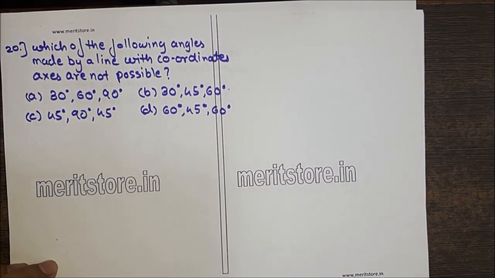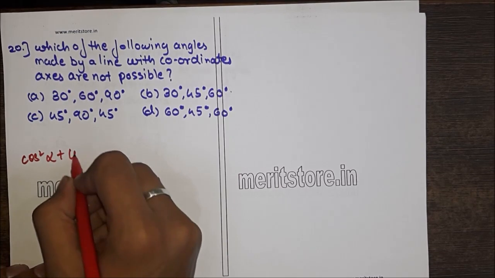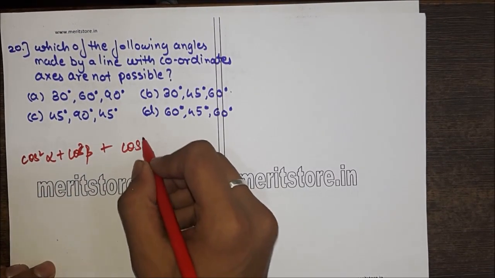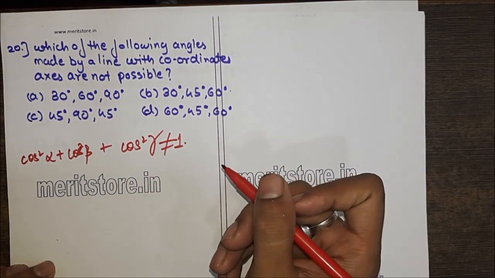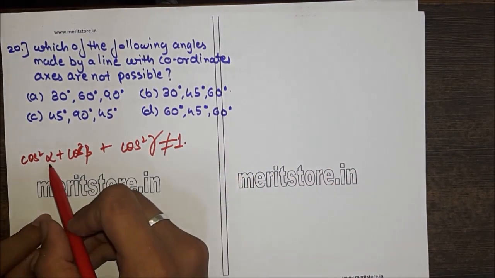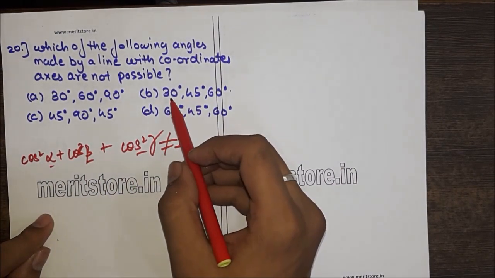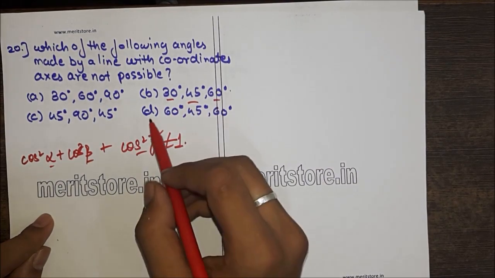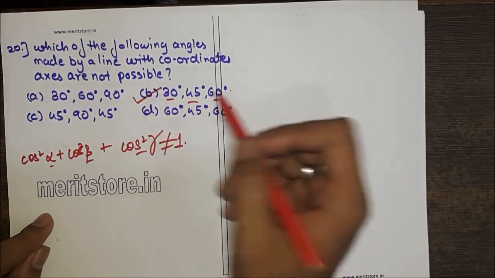We know that cos square alpha plus cos square beta plus cos square gamma must be equal to 1. Okay, so accordingly, if we substitute the values here, we would get that 30, 45 and 60 degrees, these values won't be possible. So our correct answer is option B.